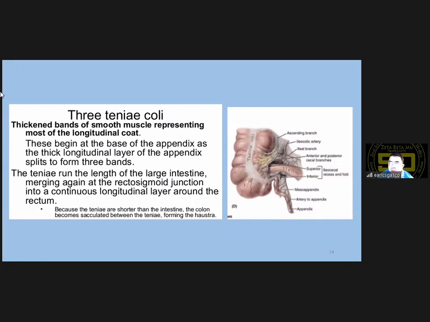Now we mentioned the taenia coli, which are thickened bands of smooth muscle representing most of the longitudinal coat. The taenia begins at the base of the appendix. From here, this is your appendix. It begins here at the base as a thick longitudinal layer of the appendix, which splits to form 3 bands along the length of the whole large intestine. The taenia runs the length of the large intestine, merging at the rectosigmoid junction into a continuous longitudinal layer again around the rectum.